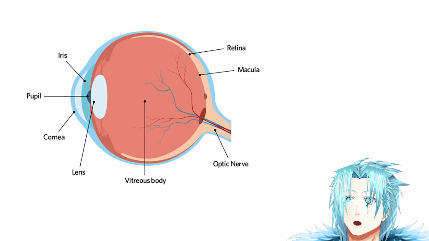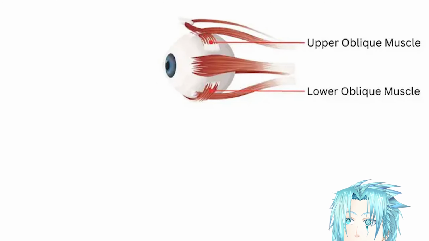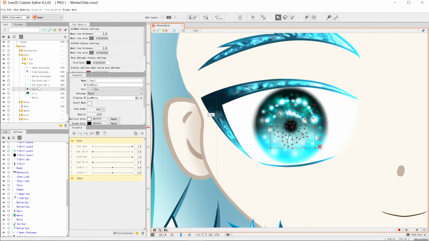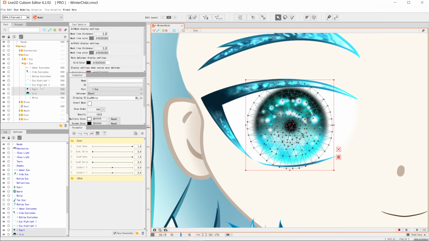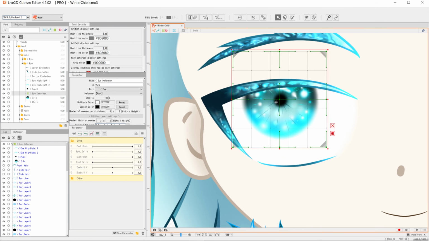The eye muscles pull the eyeball back from different sides, causing movement. Therefore, to show eye movement, we need to combine the iris, pupil and highlights into a single object. For this, we need a deformer. However, if your highlights are drawn on the sclera, you don't need to include them in the same deformer. Let's now select the objects we mentioned earlier. Click right here, give the deformer a suitable name and create it. Now, if you move our deformer, you'll see that all the elements of the eyeball move along with it.